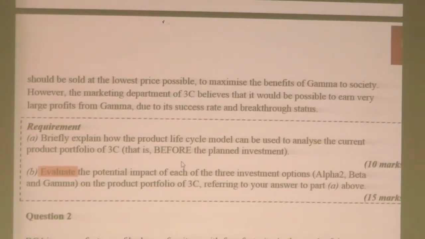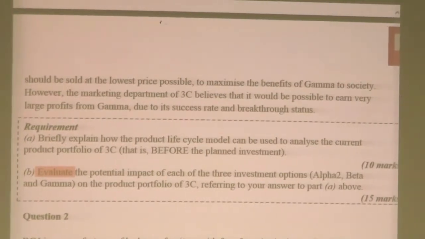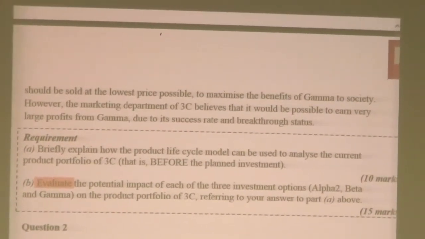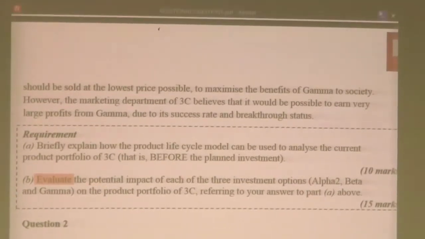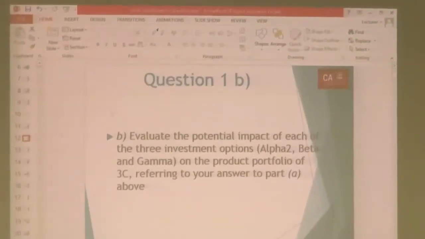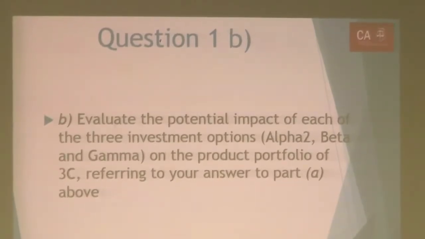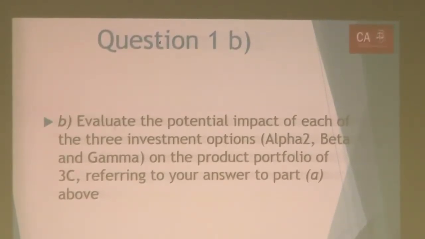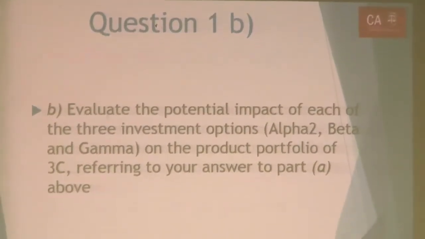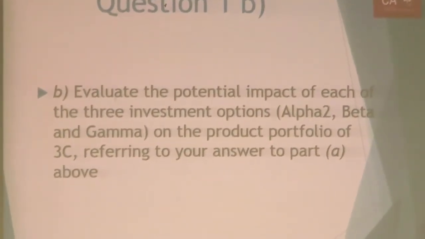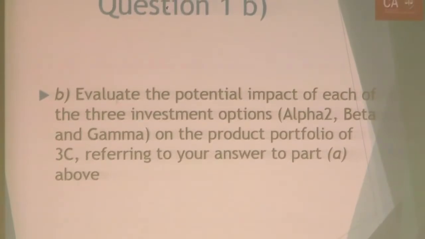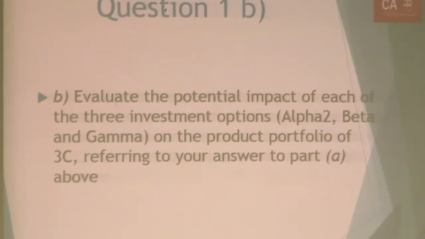Right, so let's look at the evaluation and see how we go about it. So guys, this is the answer for question 1 part B. It says, evaluate the potential impact of each of the 3 investment options alpha, beta and gamma. The product portfolio of 3C is referring to your answer in part A above.